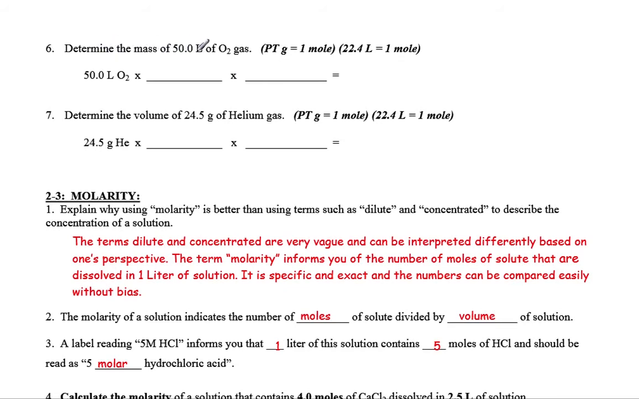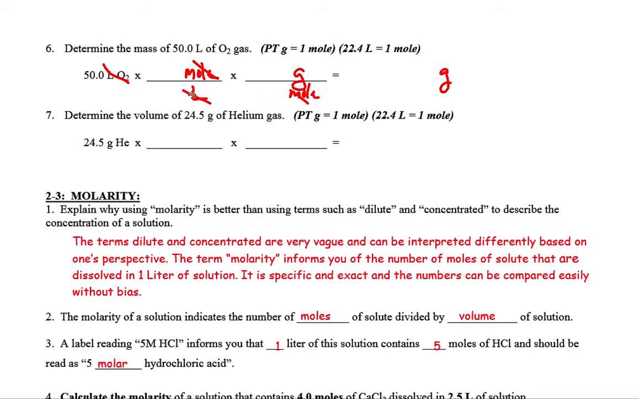All right, determine the mass of 50.0 liters of oxygen gas. I want to know the mass in grams. So I've got to get rid of liters, and I'm going to go to the mole, and then I'm going to get rid of moles, and I'm going to go to grams. So liters cancels, moles will cancel, and I'll be left with grams.